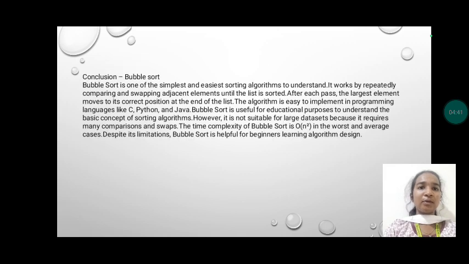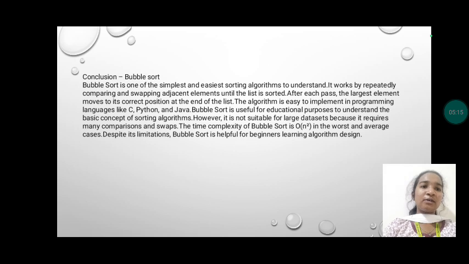Now the conclusion of bubble sort. Bubble sort is one of the simplest and easiest sorting algorithms to understand. It works by repeatedly comparing and swapping adjacent elements until the list is sorted. After each pass, the largest element moves to its correct position at the end of the list. The algorithm is easy to implement in programming languages like C, Python, and Java. Bubble sort is useful for educational purposes to understand the basic concept of sorting algorithms.